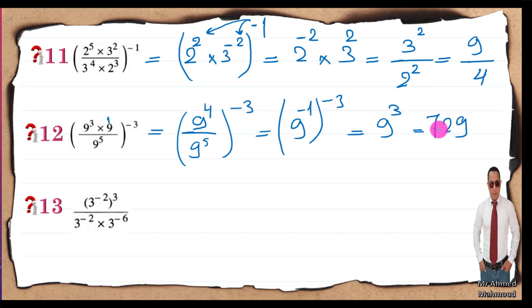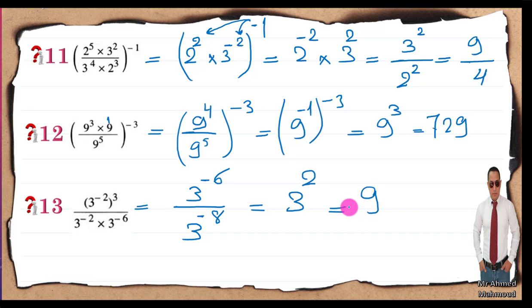Okay, here also I have to expand this bracket. 3, negative 2 times 3 equals negative 6. And down I have 3, negative 2 plus negative 6 equals negative 8. Now I'm going to write down 3, 1, or only 1, 3, and subtract: negative 6 minus negative 8 equals positive 2. 3 power of 2 equals 9.